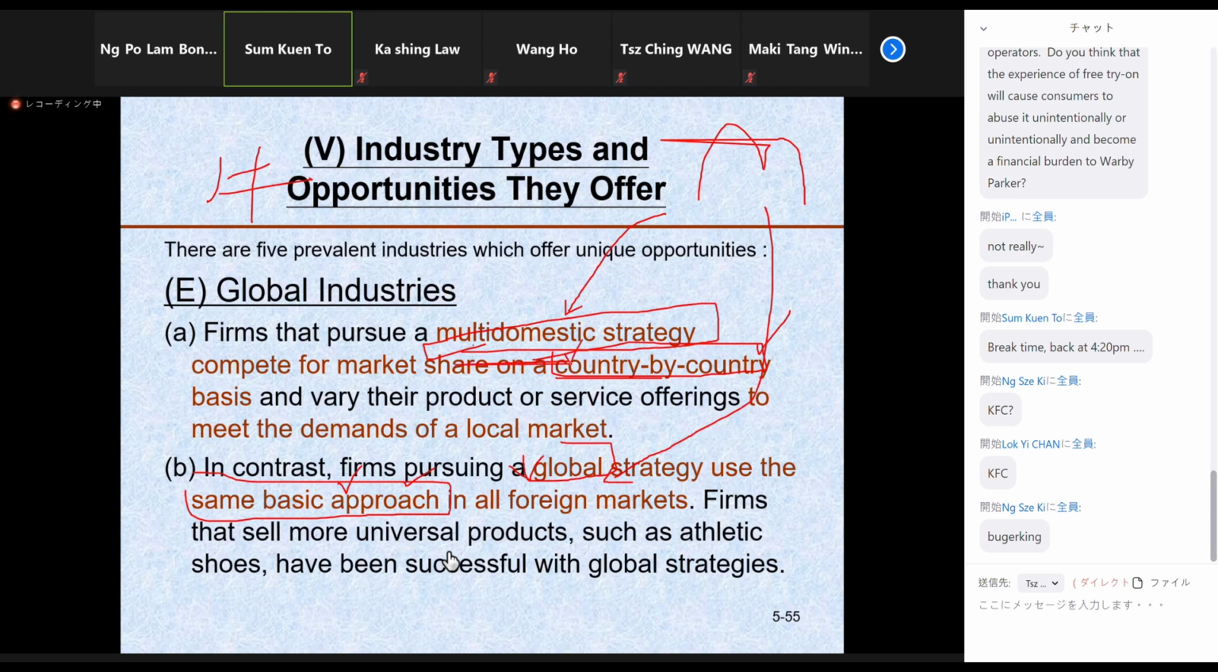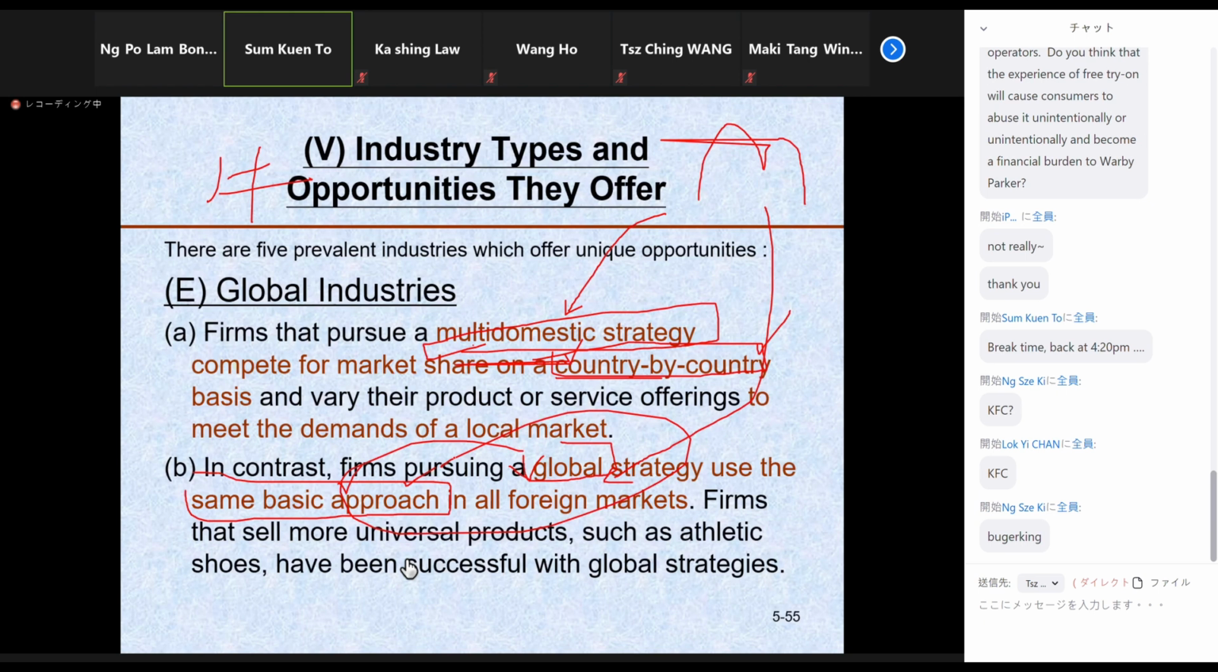But in the global one, I don't care whether you don't eat pork, you don't eat beef. This is my corporate image. I have Big Mac, I have sausage McMuffin, I have fillet of fish, something like this. So these are the strategies.